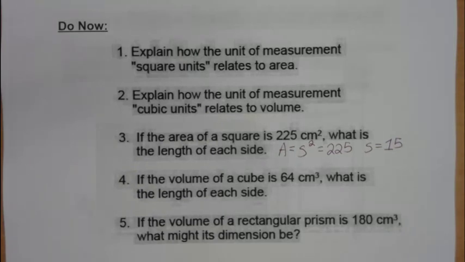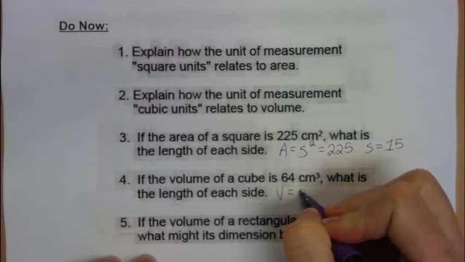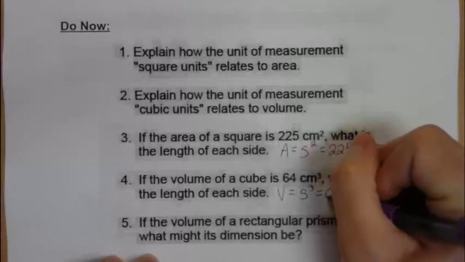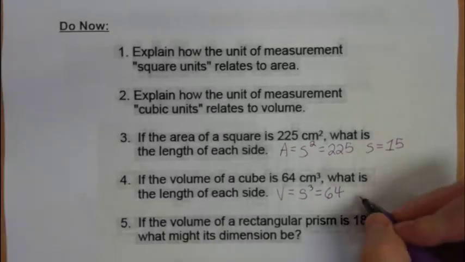The volume of a cube is 64 centimeters cubed in number 4. So when you talk about the volume of a cube, that is just taking that one side that's all the same and cubing it. And if we know that's equal to 64, if we take the cube root of each side, or figure out what number multiplied by itself 3 times works, well, that means that the side length would be 4.